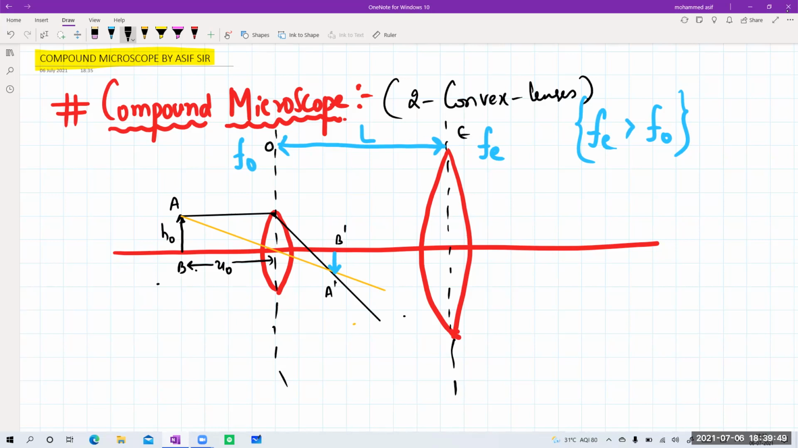Object distance is U0, height of object is this one, and this is the ray which is being incident on this one like this. This image is being formed here. This is the focal length. The focal length is here only, so it is forming beyond the focal length of your eyepiece. Just with the diagram basically.